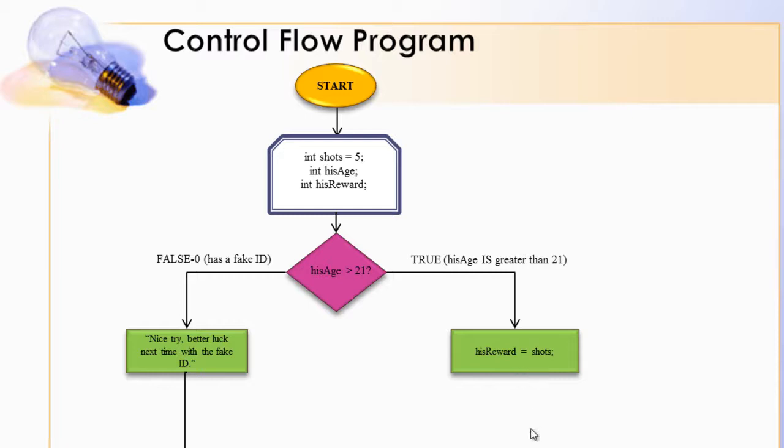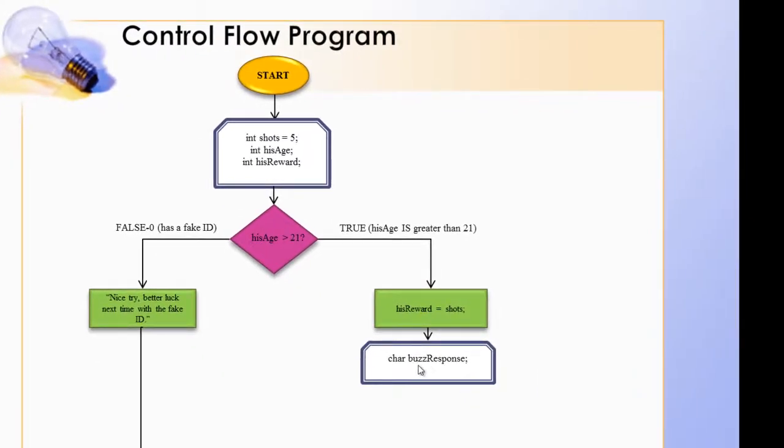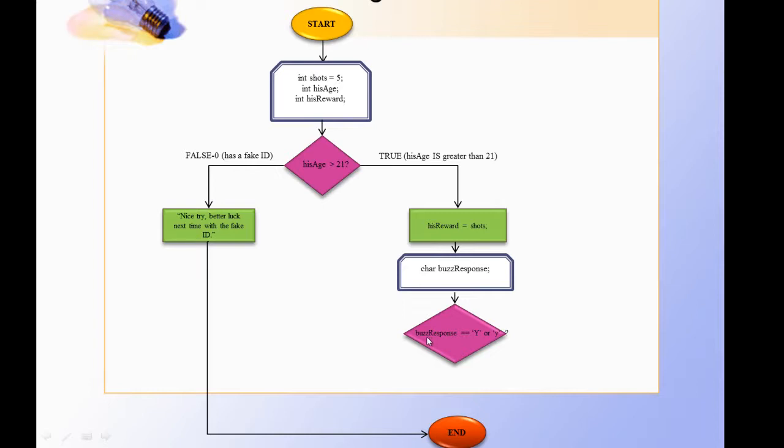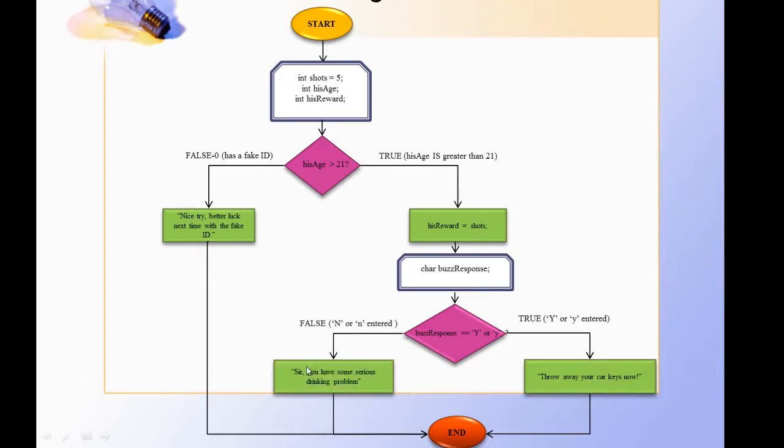We could just end it if we like, but to show you the concept of nested if statements, you could actually put an if statement inside an if statement. So for example, after he gets his rewards, we want to declare a character and ask if he's buzzed yet, and we call this variable name buzz response. If his buzz response is either a capital Y or a lowercase y, we'll tell him throw away your keys because he said he's buzzed. Otherwise, if it's false, we just print out something like, sir, you have some serious drinking problem, and then end it from here. You could keep going on and on with the nested if inside another if. So basically that's how you use it.